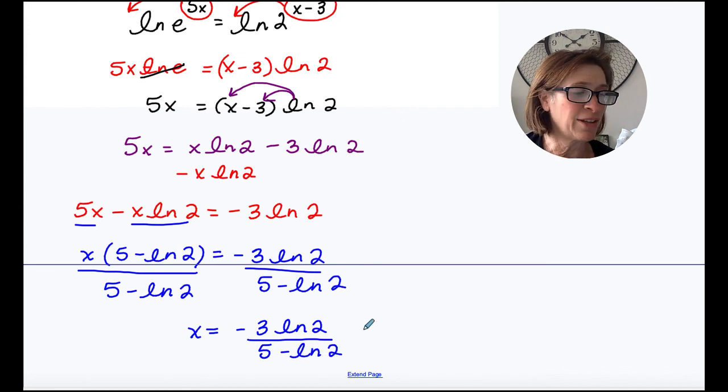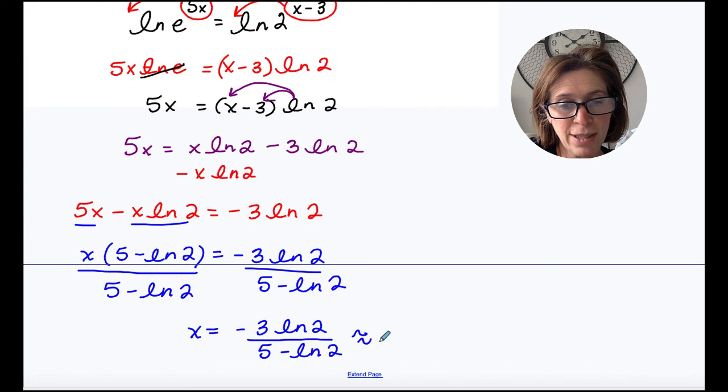You'd put that in your calculator, and you get approximately negative 0.4828. But remember, calculator ready right here.